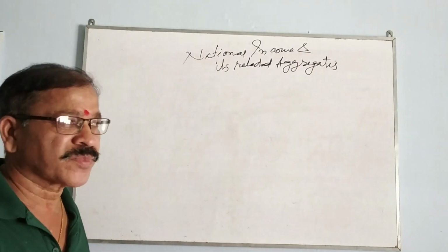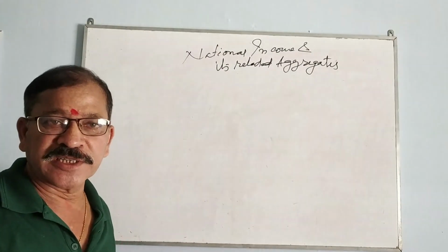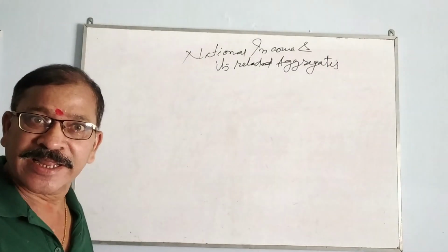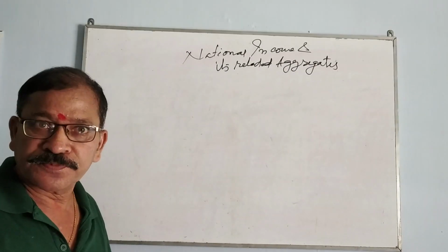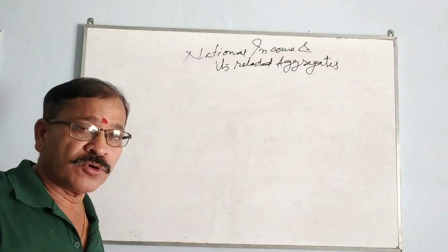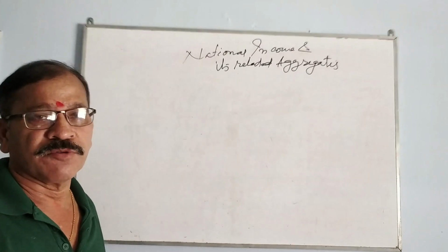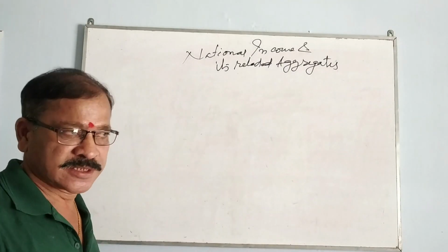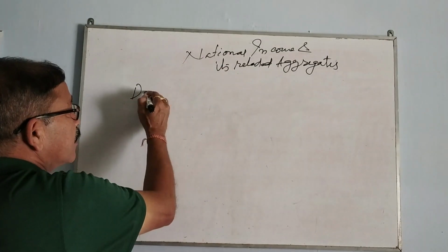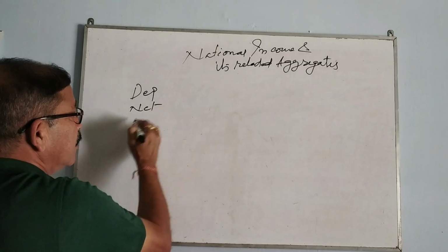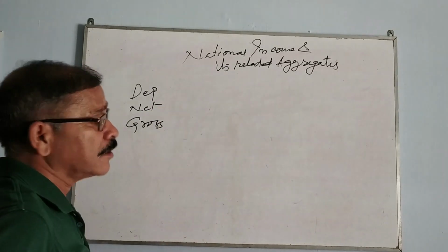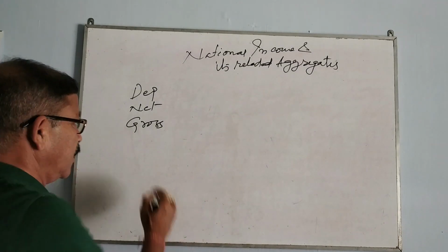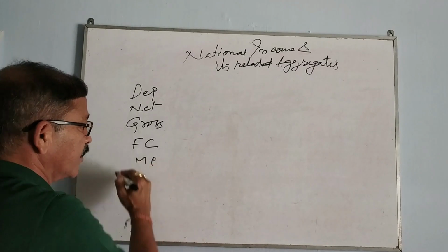Dear friends, in my previous video we discussed national income and its related aggregates. I assured you that before going to the numerical problems, we would once again revise those basic aggregates. So what were the aggregates? Depreciation, net, gross, FC and FP.